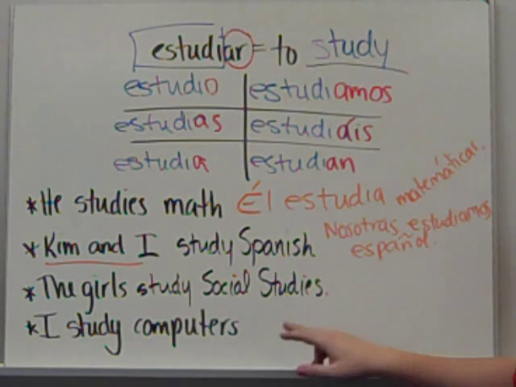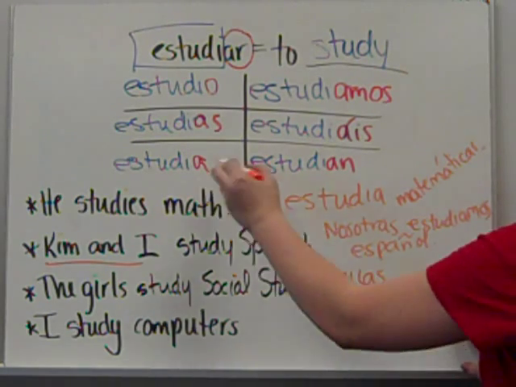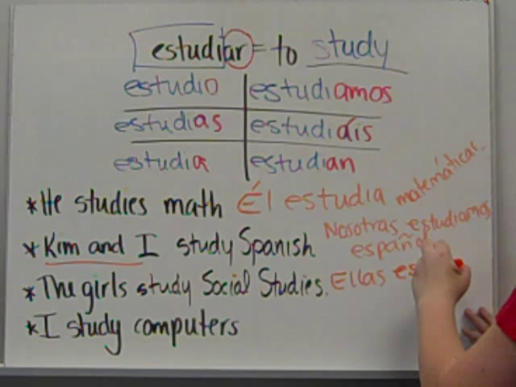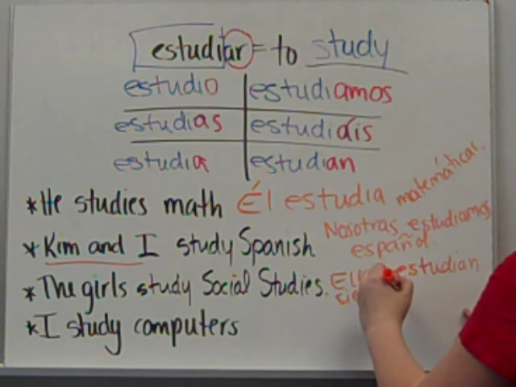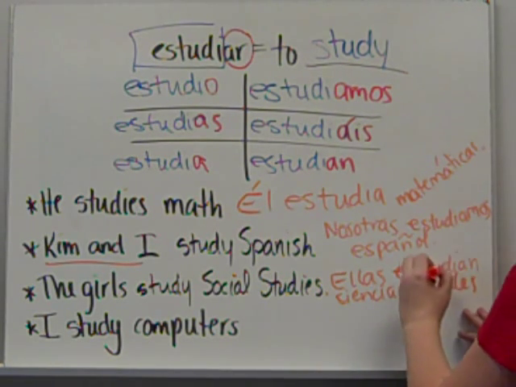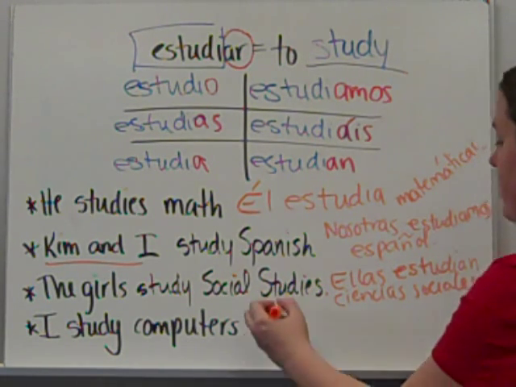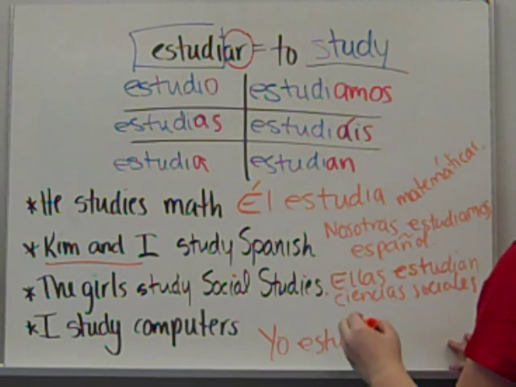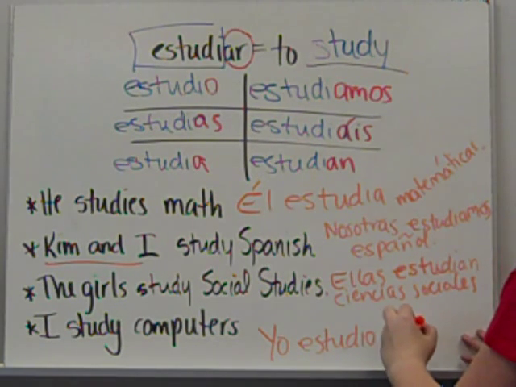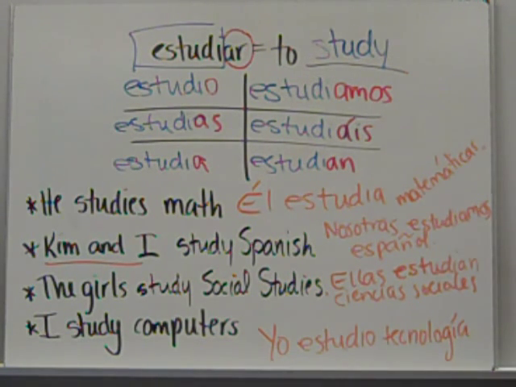The girls study social studies. Instead of saying the girls, I'm going to say they, subject pronoun usage. Ellas, so they study is estudian. Estudian ciencias sociales. Remember, none of these are capitalized. And I study computers. Yo. Subject pronoun box for estudio. For yo. Estudio tecnología. Or, yeah, I think it's tecnología instead of computadoras.